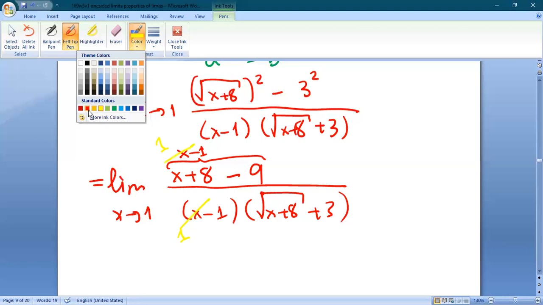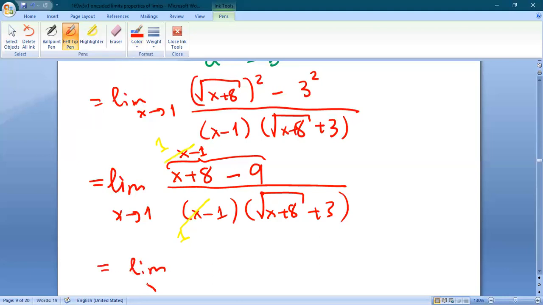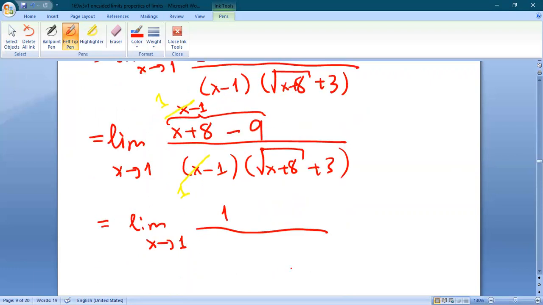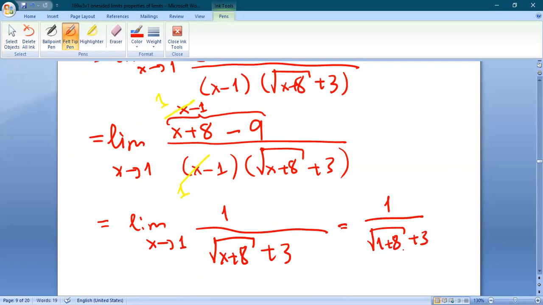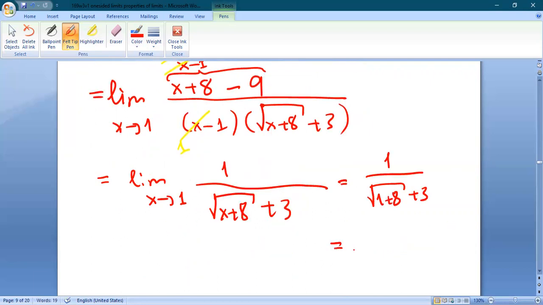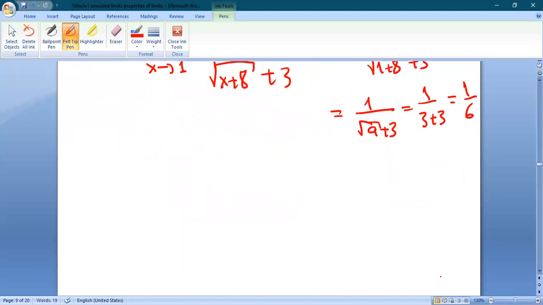So after the simplification, I have the limit as x goes to 1 of 1 over that conjugate term, and then now put 1 for x. 1 over square root of 1 plus 8 plus 3, which is square root of 9 plus 3, but that's 1 over 3 plus 3, which is 1 over 6. As you see, now you have obtained a number.